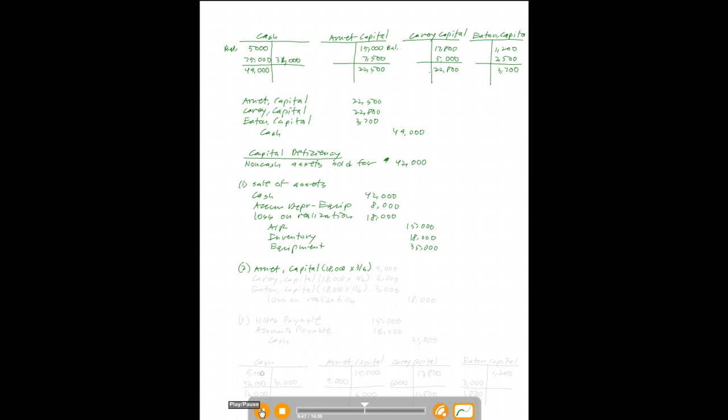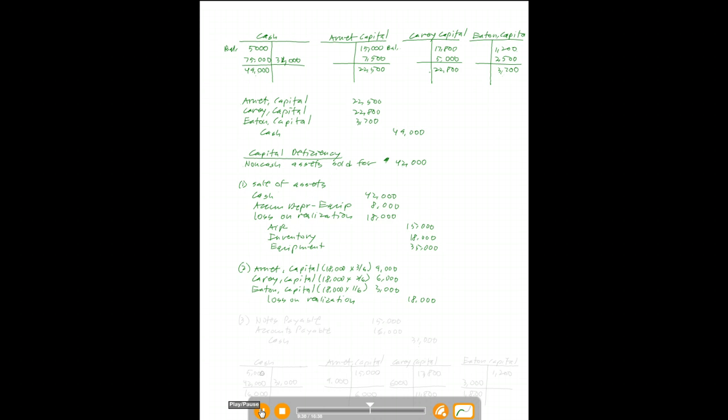So our net, the ratio is 3/6. Carrie's capital was 18,000 times 2/6. This is like a tongue twister, this sixth word. And Eaton's capital is 18,000 loss times 1/6, or 3,000. And then we will credit that loss. So it gets allocated amongst the partners.